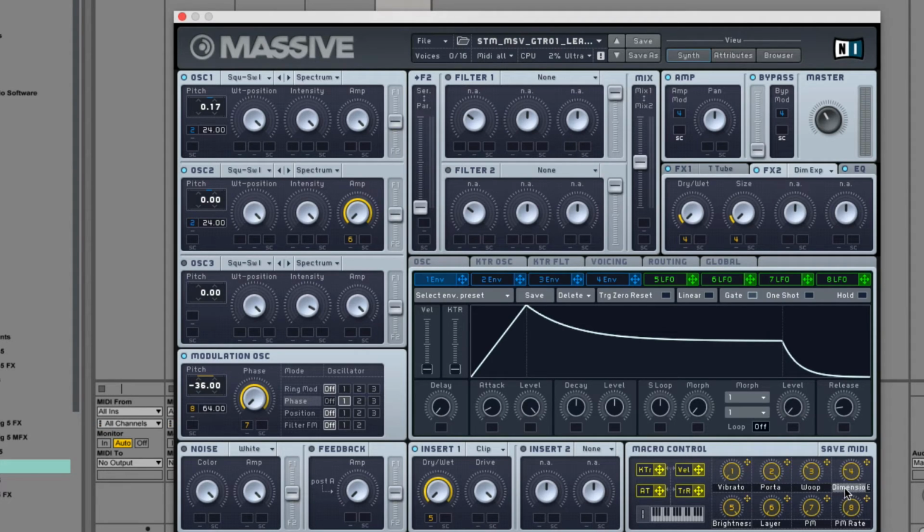Four controls the dimension expander. Five controls the brightness. Six controls the layering, so it increases the amount of the first oscillator. I'm going to switch these because the one with the fundamental tone should really be always playing.